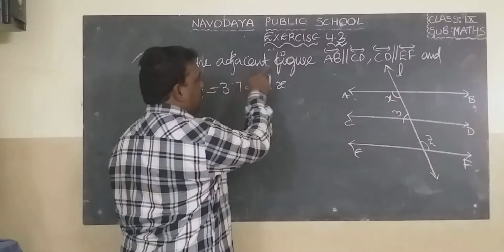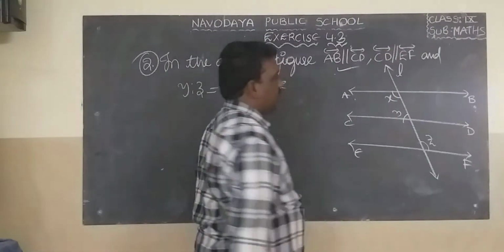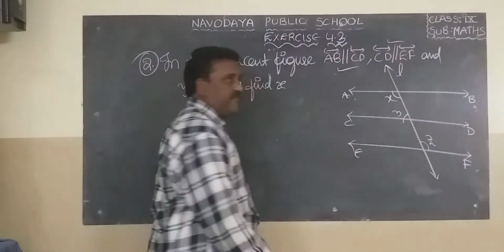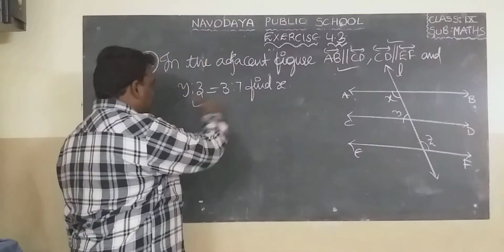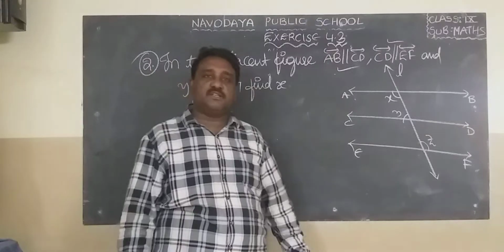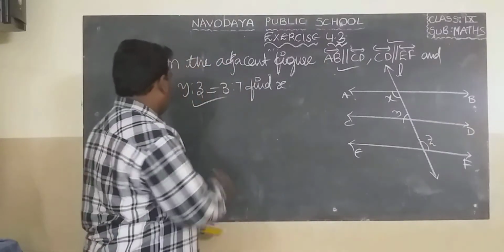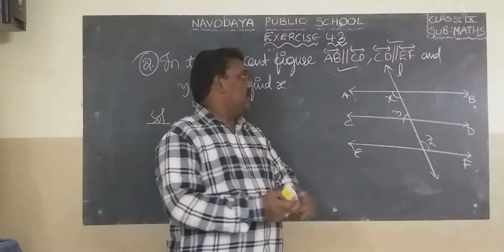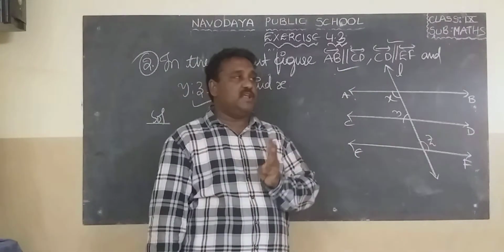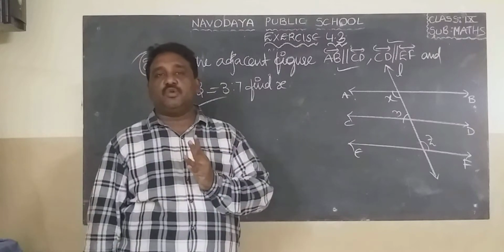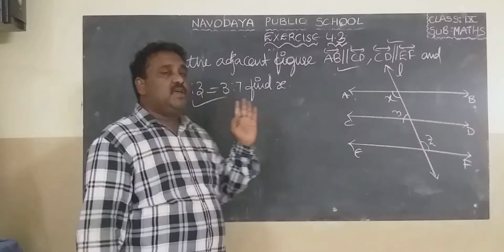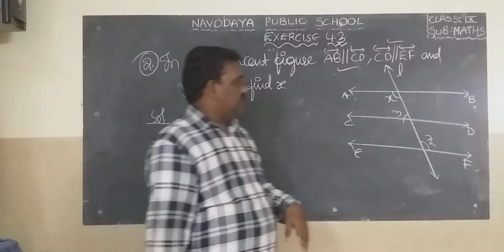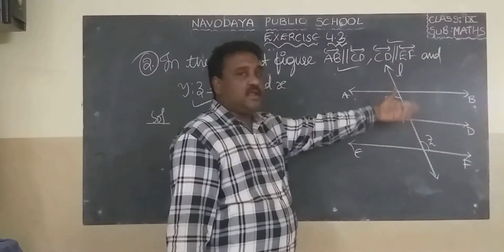In the adjacent figure, AB parallel to CD. Number 2, CD parallel to EF. Third one is y is to z equal to 3 is to 7. Find x value. Three conditions are given. Condition number 1, AB parallel to CD. Condition number 2, CD parallel to EF. Condition number 3, y is to z equal to 3 is to 7. Find x.